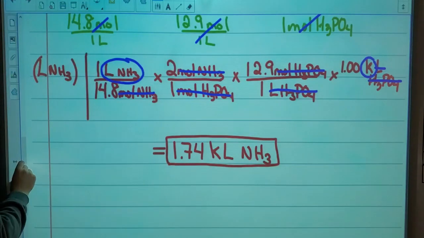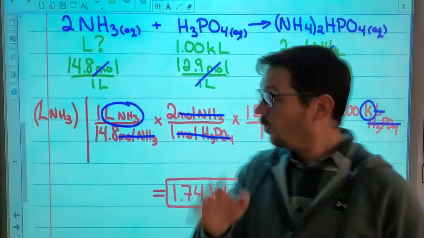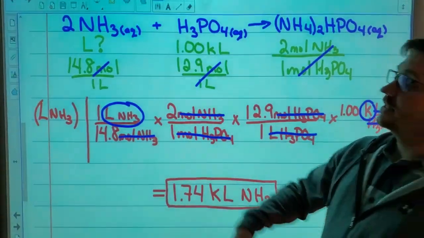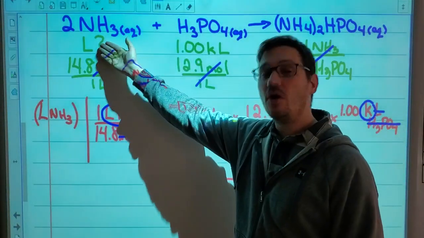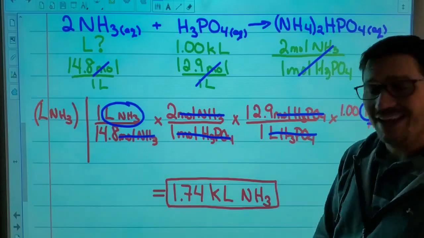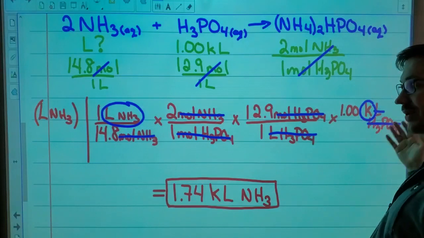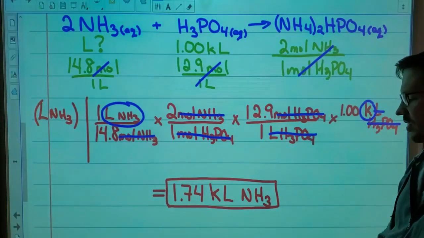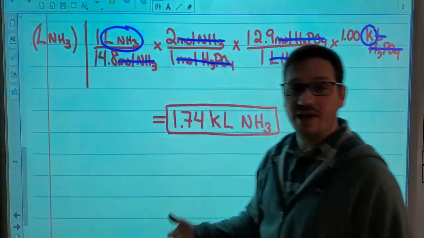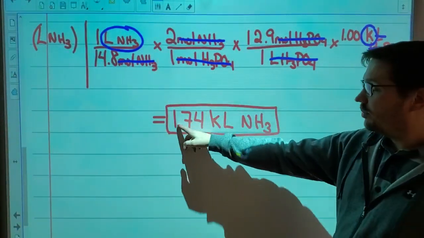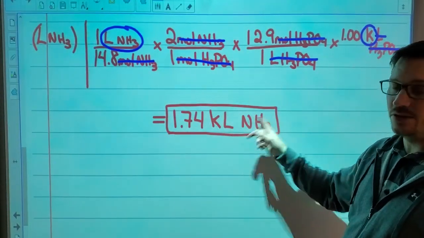Okay, so I know that was a long problem. I understand that that took a long time, but hopefully this process makes sense. If you have a solution, you need a volume and a concentration, or you can look for the volume, or you can look for the concentration. In this particular problem, we were looking for the volume, so that's how we did it. We were able to use all this piece of information to try and get the volume of NH3. So what volume of NH3 would be required to do this? 1.74 kiloliters or 1.74 thousand liters of ammonia.